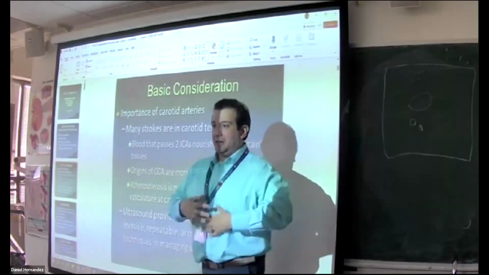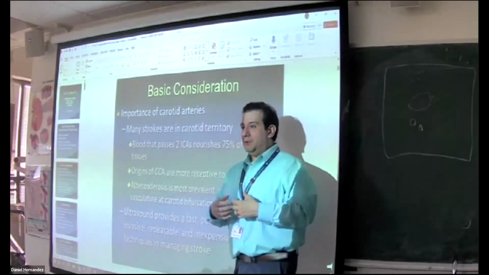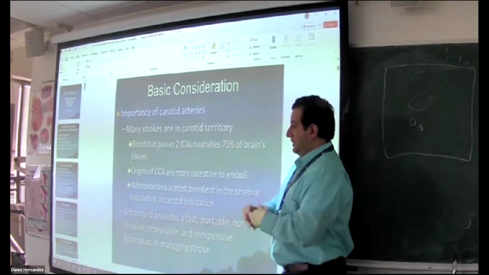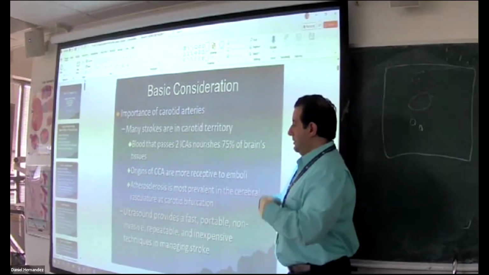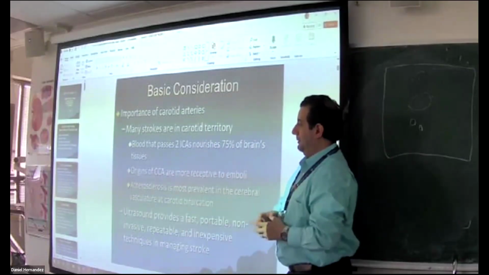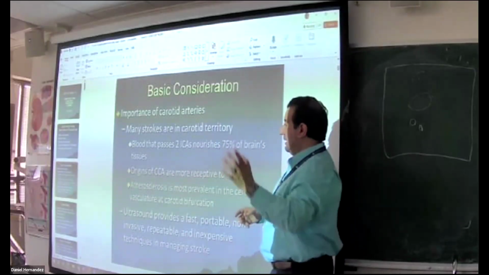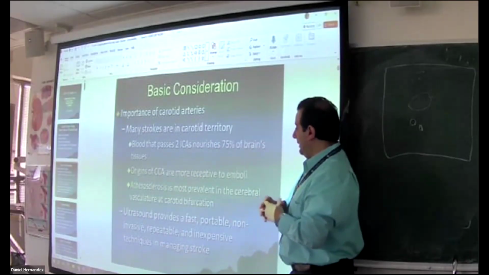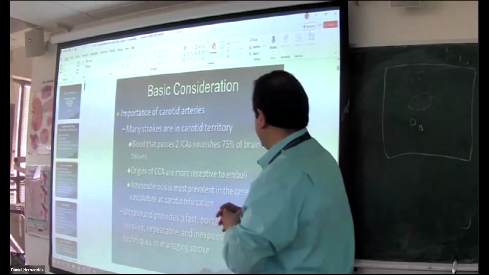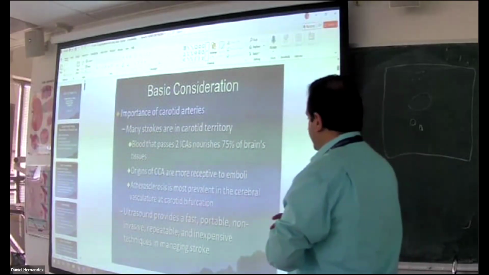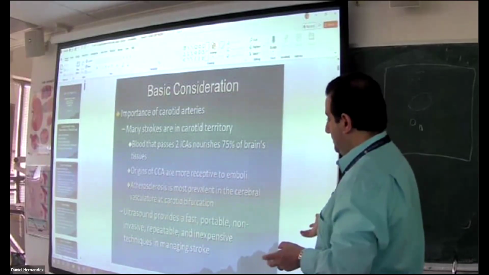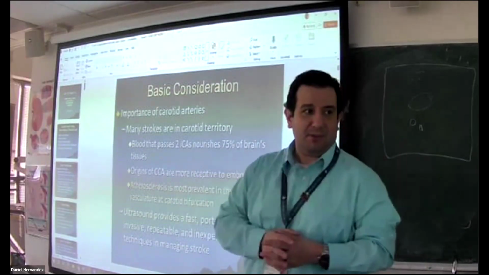This is someone that has a clot in their heart that gets ejected from the heart. So the most common source of emboli is going to be cardiac in nature. It's going to be ejected from the left ventricle, enter into your aortic arch, and then from there it can go up the left common carotid, and go into the innominate, and then up the right common carotid artery, and then usually gets lodged somewhere in there. Ultrasound provides a fast, portable, non-invasive, repeatable, inexpensive way to image these vessels.